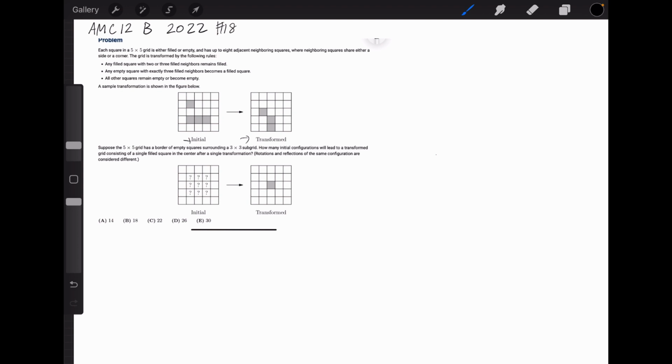So we will have two cases. Case 1, the center square is already filled as a start. And case 2, the center square, which I'll just write as CS, is empty.